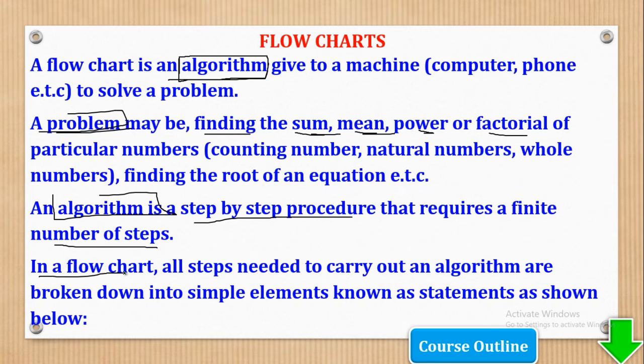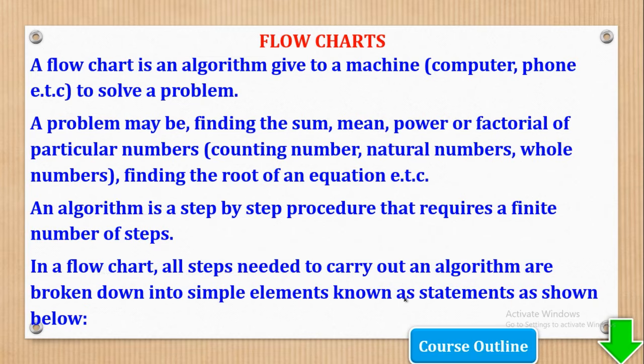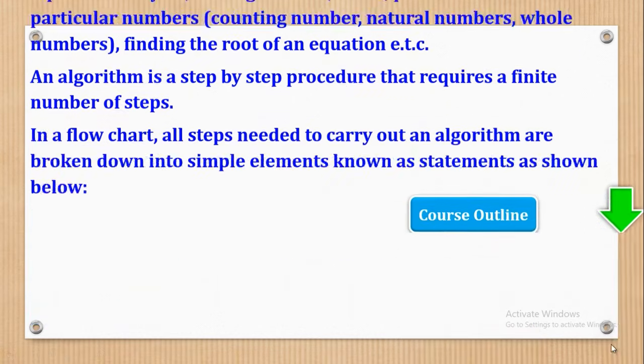You realize that solving a certain problem has been broken down into smaller and simplified steps. So in a flowchart, all steps needed to carry out an algorithm are broken down into simple elements known as statements, as shown below. So now we have seen the word statement. There are 7 statements in flowcharts which are very vital, and let's look at them one by one.